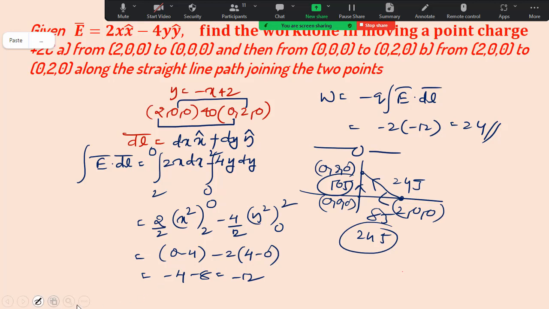So the important point here is that in electrostatics, work done is based on the end points only. Whether you are moving from (2,0,0) to (0,2,0), where you have started and where you have ended, these end points are important, not the path in which the charge is moving. Whether you are moving like this, or whether you are moving directly along the straight line, that is not the matter. You can move like this also, in any manner you can move, but the total work done depends on end points only. Okay, if it is possible like this, then that type of fields are called conservative fields.